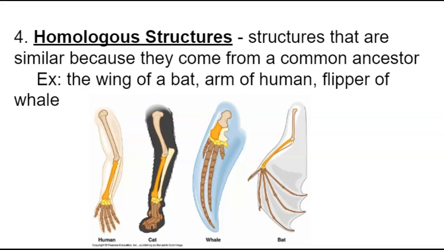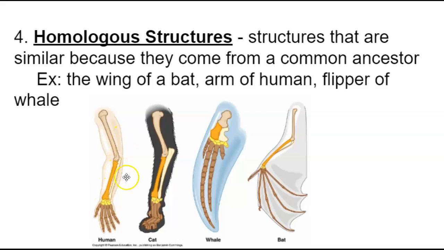Homologous structures, structures that are similar because they come from a common ancestor. The prefix homo means same, so same structures. One example is the wing of a bat, the arm of a human, the flipper of a whale, and the leg of a cat. You'll see that these bones are kind of color coordinated.